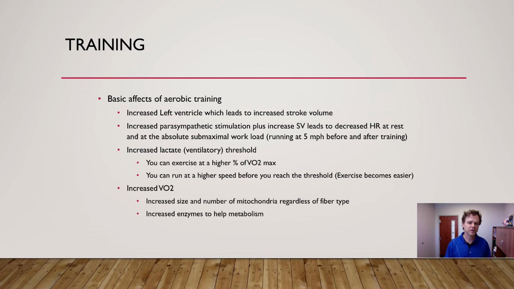You also have increased parasympathetic stimulation, which causes your heart rate to be less at rest. But you couple the parasympathetic stimulation with the increased stroke volume, and that leads to a decreased heart rate at rest, as well as at absolute submaximal exercise intensity. So it's not looking at a percentage of VO2, 70% VO2 reserve before and after training. It's looking at a certain absolute value. So running at 5 miles per hour after training is going to be easier.